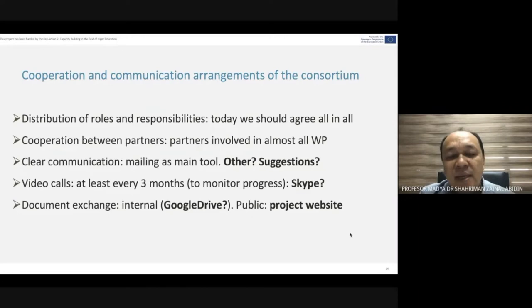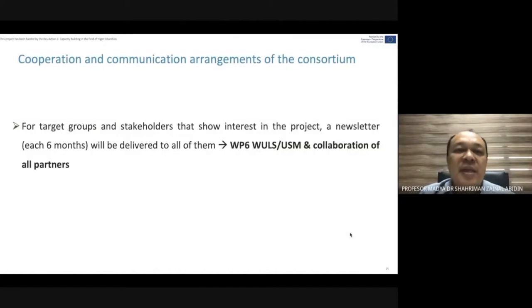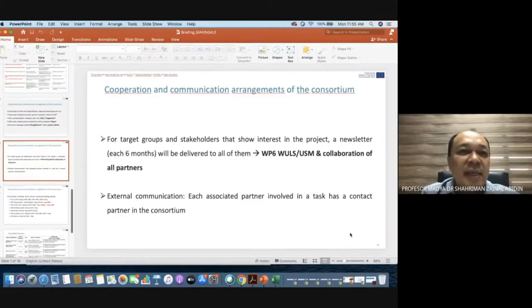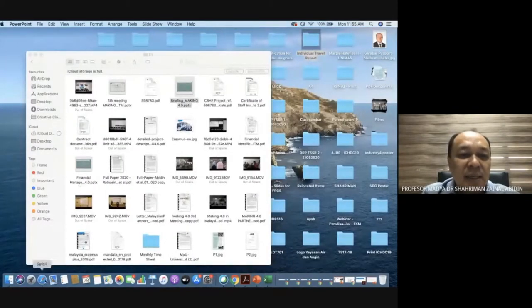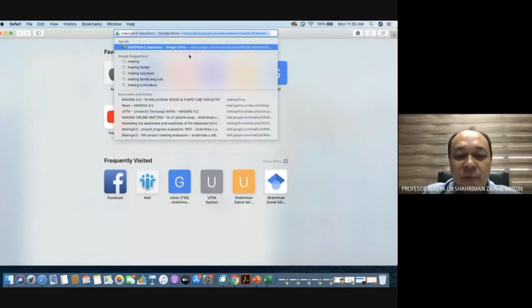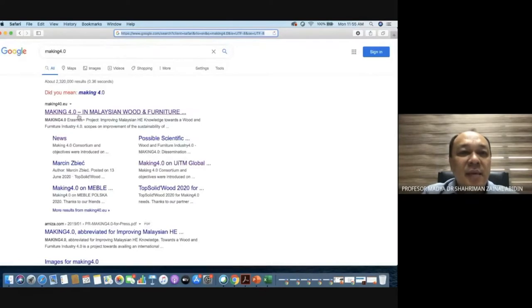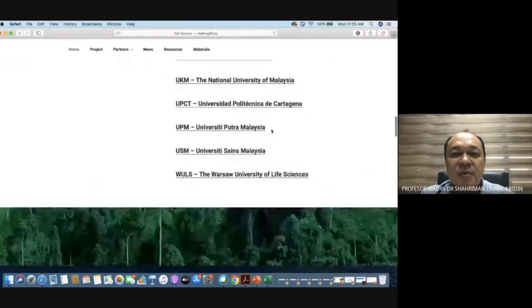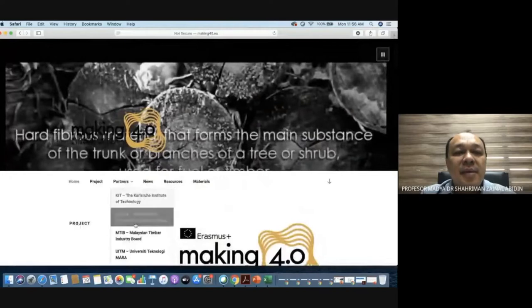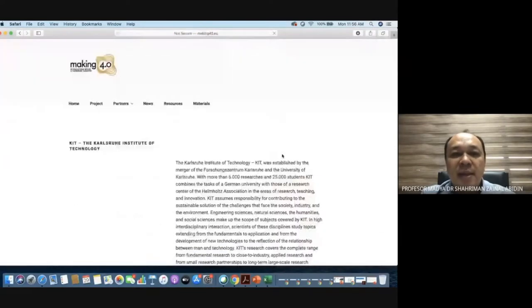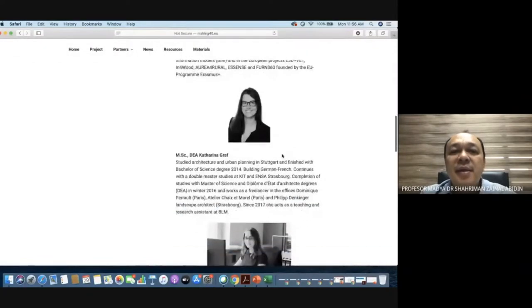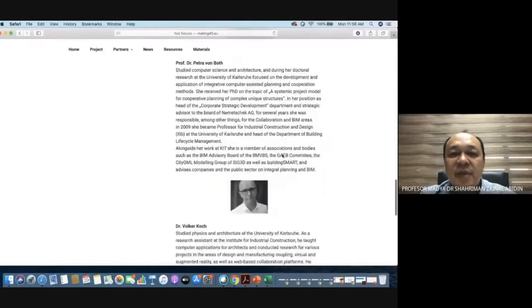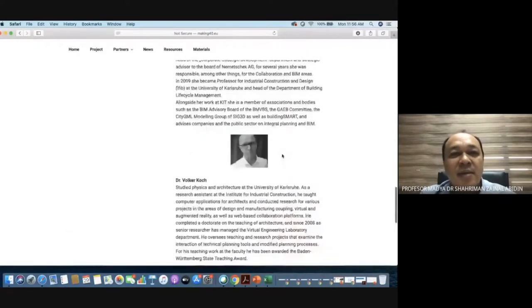So every output we can upload to the Google Drive, and then we have a public project website. If you Google on the internet, you can see our website and our project. This is one of the dissemination plans. This is our project, and then the partners. For example from KIT, we know who is involved, with their names, professors, doctors, and there are many staff.